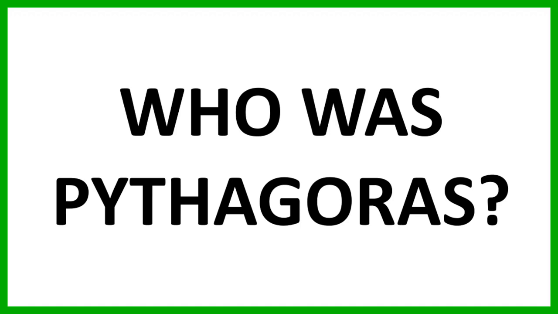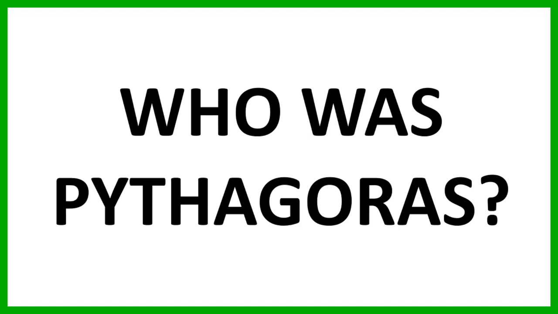He was known for a number of different beliefs that he had and things that he studied, but what he's most famous for is proving a theorem about the lengths of the sides in a right-angled triangle. This is a theorem that is still used today, and that we are going to be learning about and learning how to use.